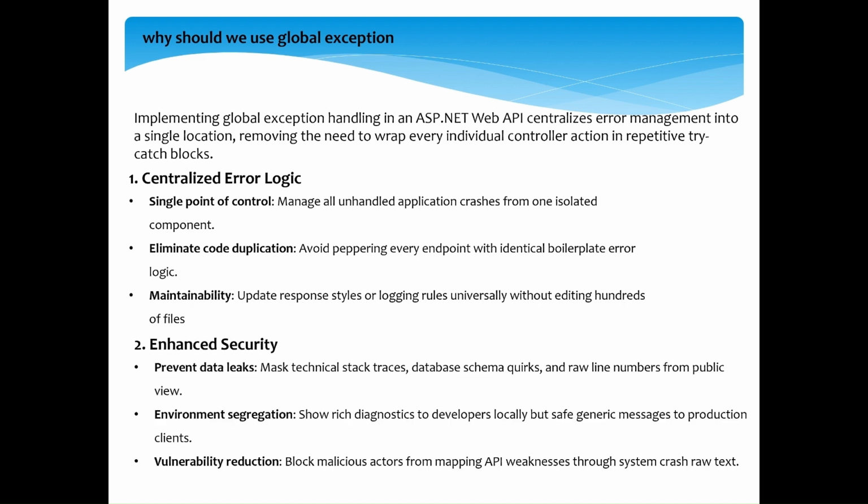Second one, enhanced security. It is vital to prevent data leaks. You must mask technical stack traces, database schemas, and raw line numbers from public view. Global handling allows for environment segregation, where you can show rich diagnostics to developers locally but show generic messages to production clients. This results in massive vulnerability reduction, blocking malicious actors from mapping API weaknesses through raw system crash text.